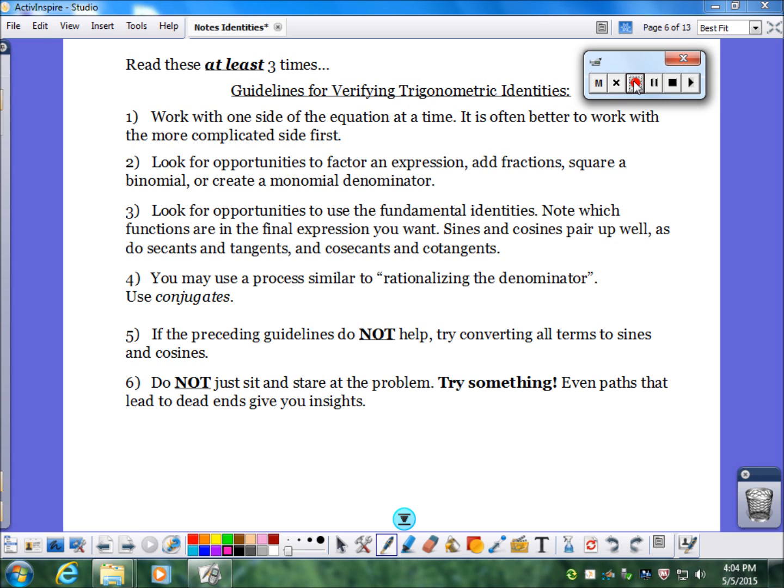You may use a process similar to rationalizing the denominator. We're going to multiply by the conjugate. If there's something we want to get out of the denominator, sometimes we can multiply by a conjugate. We'll look at examples of all of these. And 5, if the preceding guidelines do not help, try converting all terms to sine and cosine. So when all else fails, change everything to sine and cosine and simplify from there. It says, do not just sit and stare at the problem. Try something. Even paths that lead to dead ends give you insight. Like I said, there's not a cookie cutter way of doing these problems. You have to evaluate what you've got and go through these guidelines.